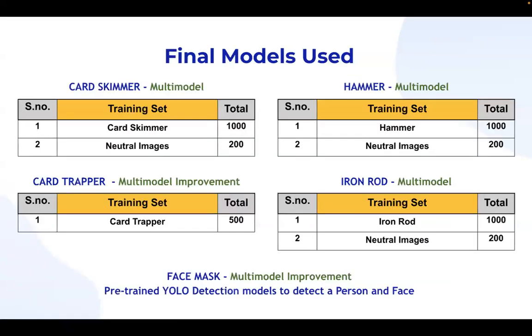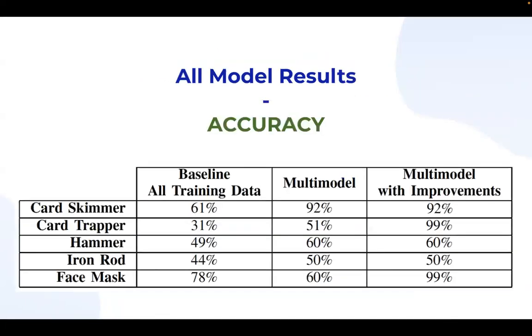So the final models which we used in our application are presented here. For card skimmer, we are using the one from the multi-model experiment, and hammer from the multi-model experiment, and iron rod from the multi-model experiment, and card trapper from the multi-model improvement experiment, and the same for face mask. So these are the models which we considered in our final application. This is the entire table of each experiment's accuracies. You can see the card skimmer, card trapper, hammer, iron rod, and face mask.